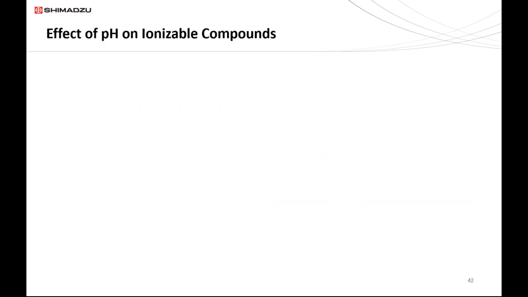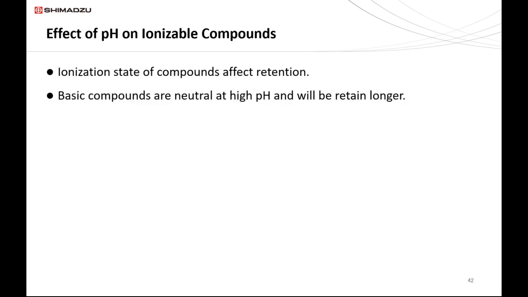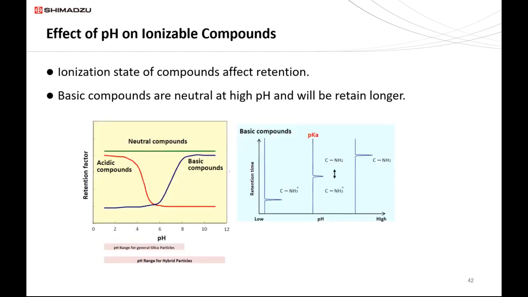If your analytes are ionizable, the ionization state will affect its retention. So the retention time can change depending on the pH of your mobile phase. Basic compounds are generally neutral at higher pH and will thus retain longer in the reverse phase columns as compared to when they are in their charged state at lower pH. So adjusting pH can be a strategy for altering the retention of compounds to achieve a better resolution.